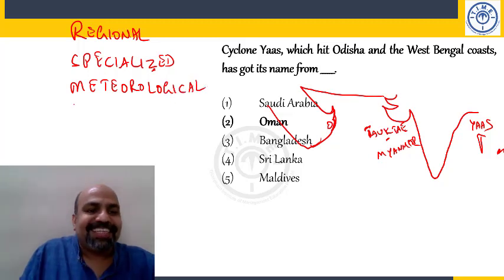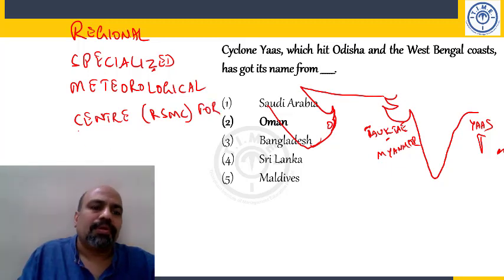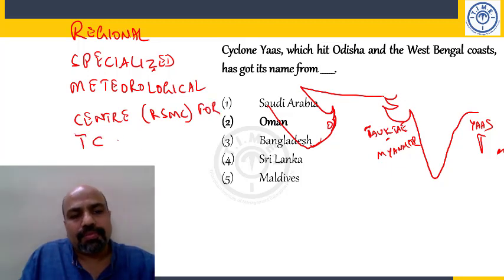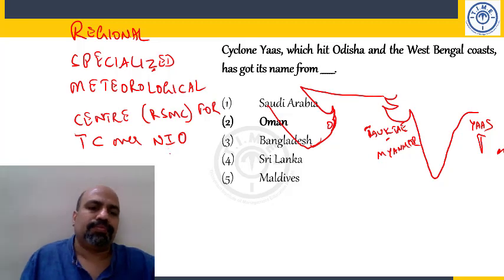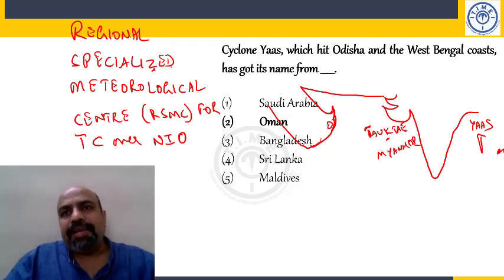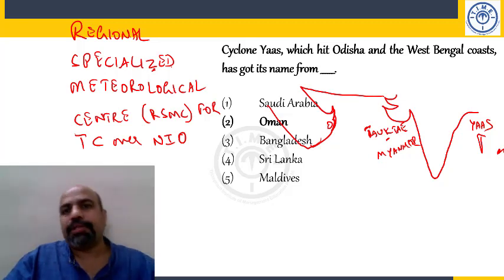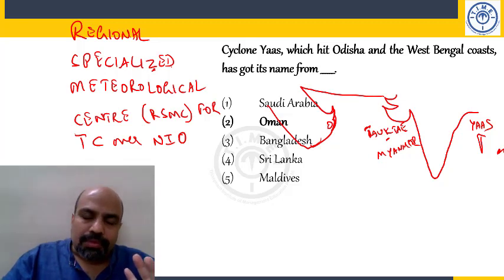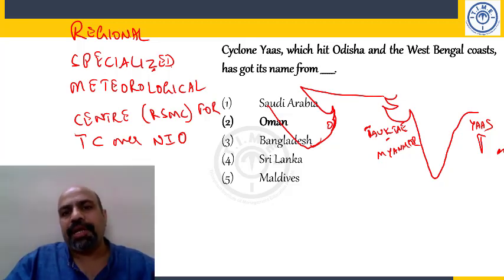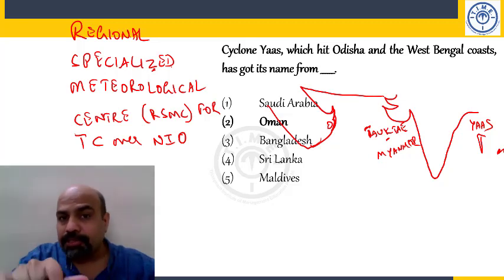Center for Tropical Cyclones over North Indian Ocean, comma, located at New Delhi. So this RSMC is located at New Delhi.